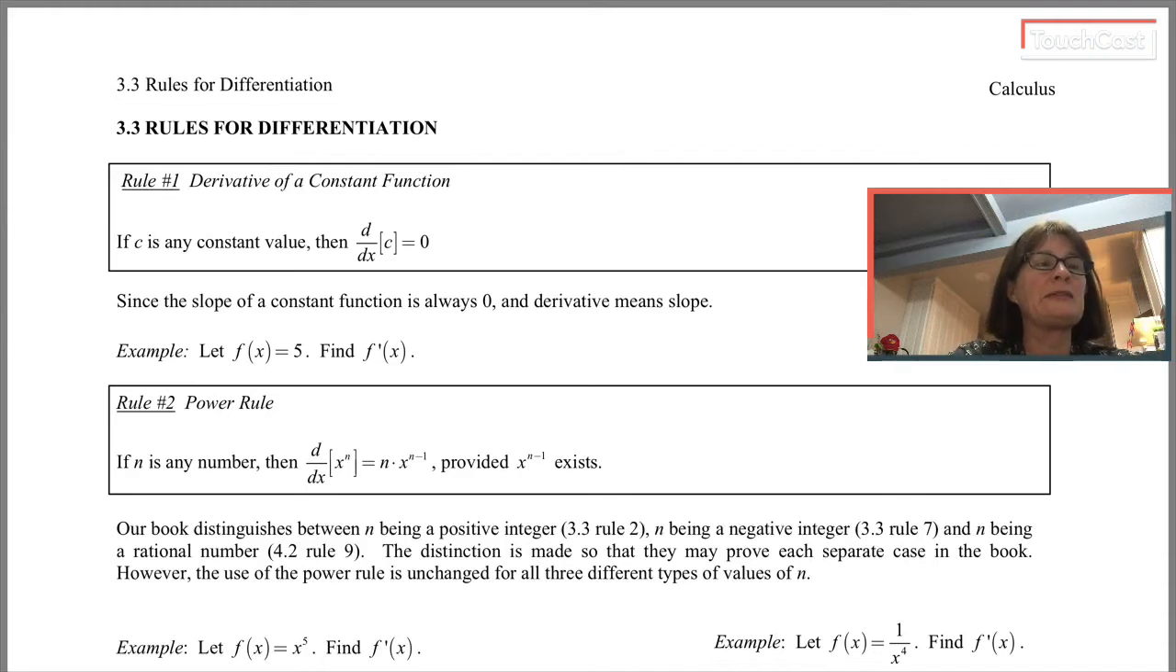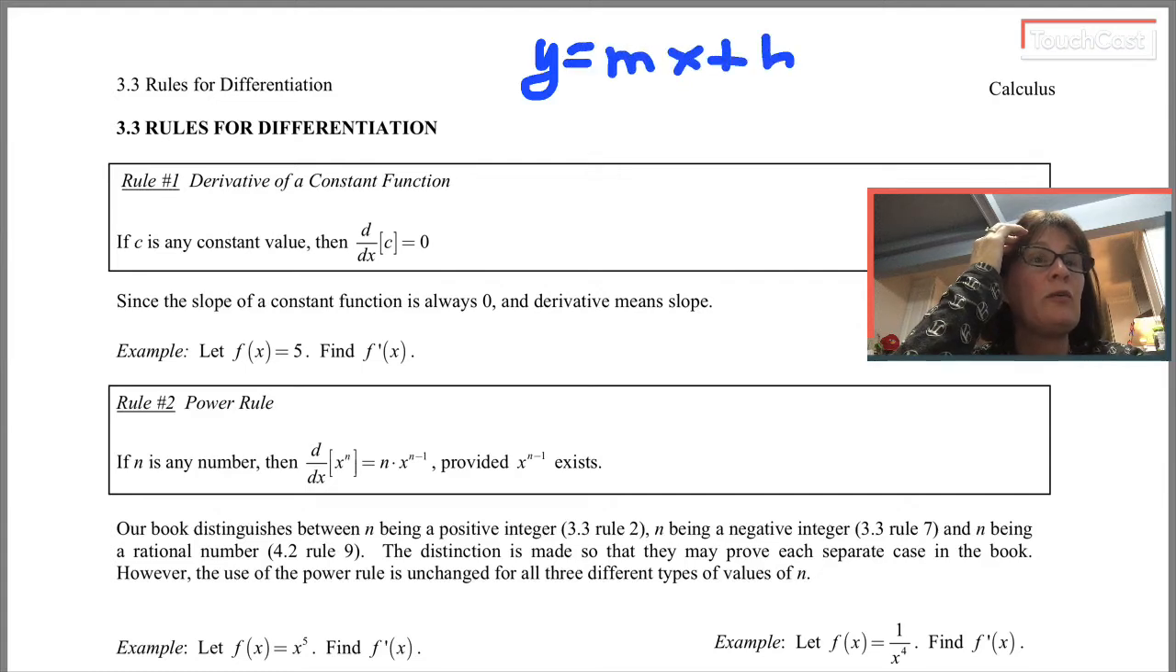Okay, so I'm going to sneak one in here. I didn't give it a rule number. It's sort of an in-between rule. We're going to talk about another rule later that you can use to combine. But I want you to think about this because I want you thinking about slope. If derivative is slope, then any function that is linear, y equals mx plus b, we know how to find the slope of a linear function.